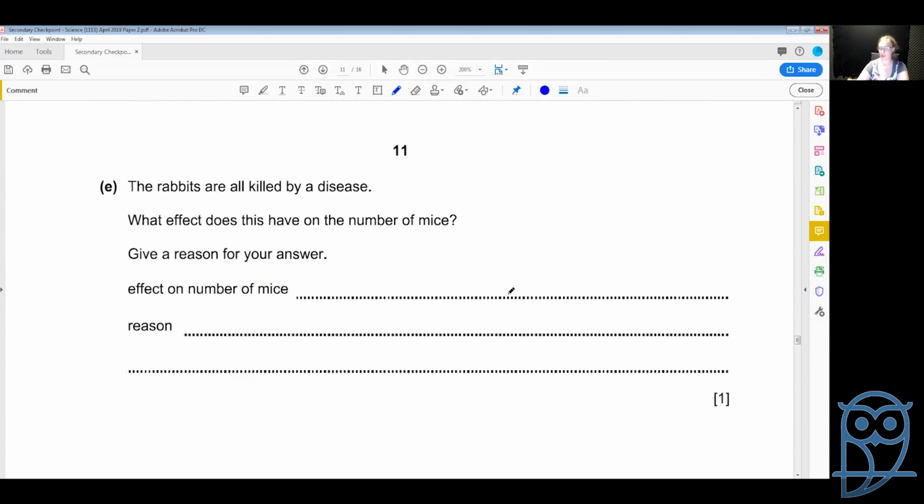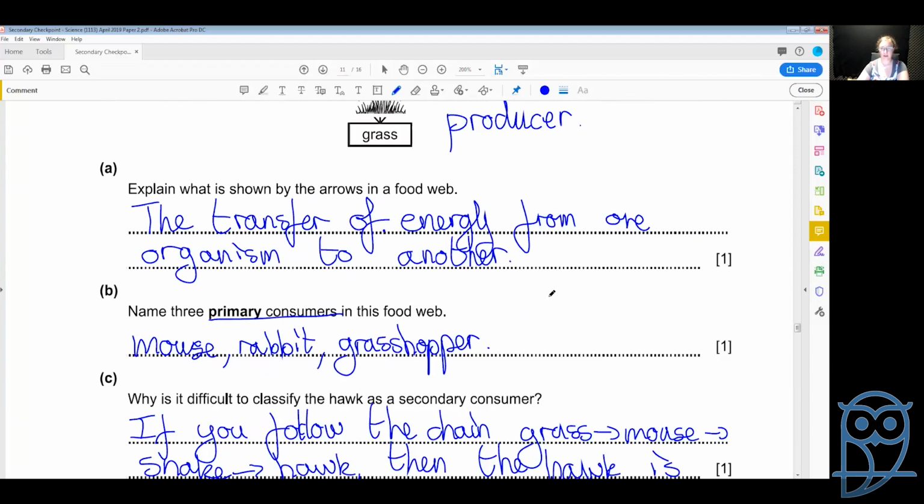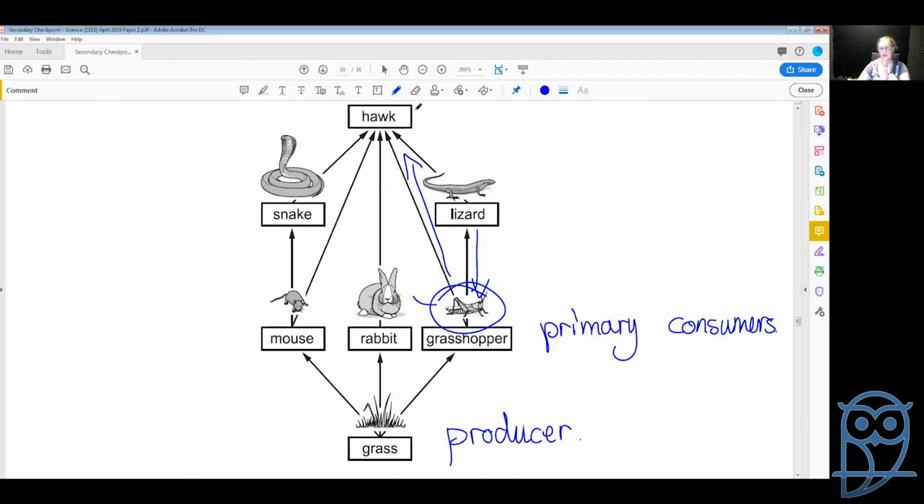Okay, next question here. The rabbits are all killed by a disease. What effect does this have on the number of mice? Okay, so here our answer is less important than how we got to the answer. So I'm just going to erase this over here.